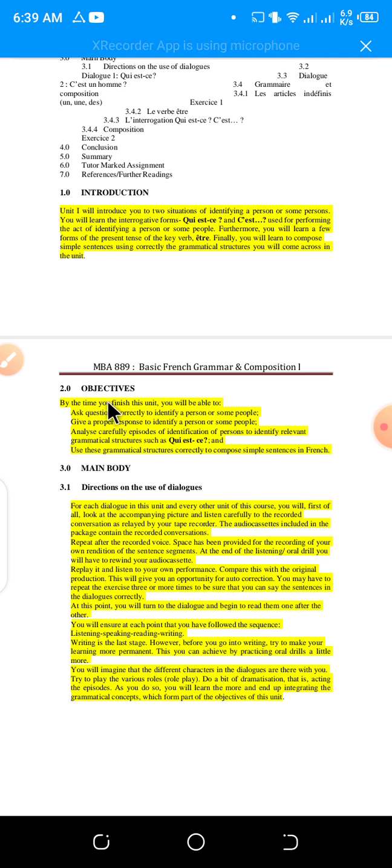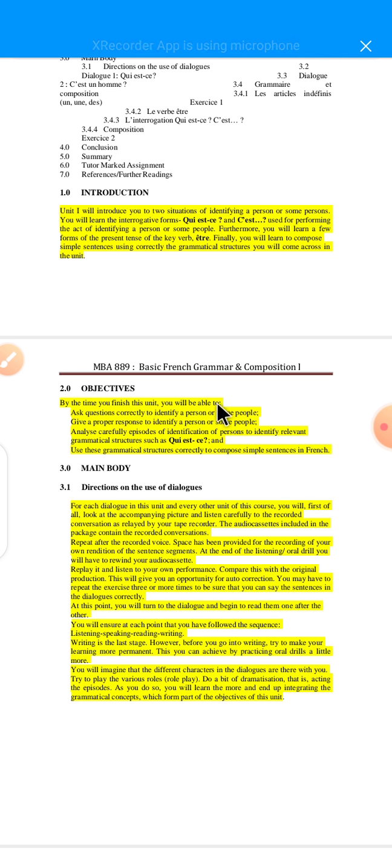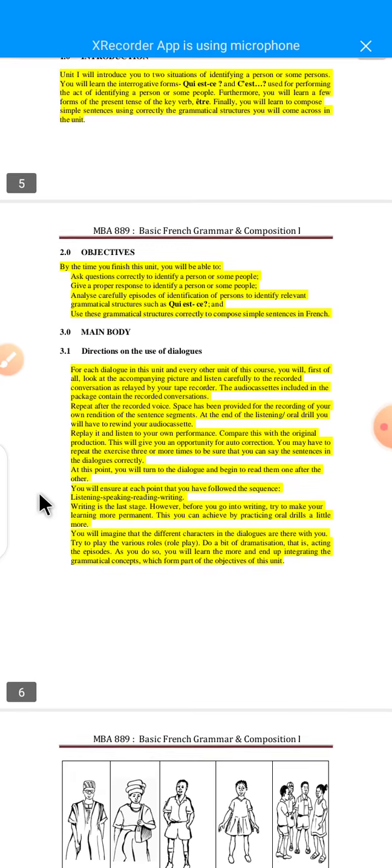Objectives. By the time you finish this unit, you will be able to ask questions correctly to identify a person or some people. Give a proper response to identify a person or some people. Analyze carefully episodes of identification of persons to identify relevant grammatical structures such as qui est, and use these grammatical structures correctly to compose simple sentences in French.